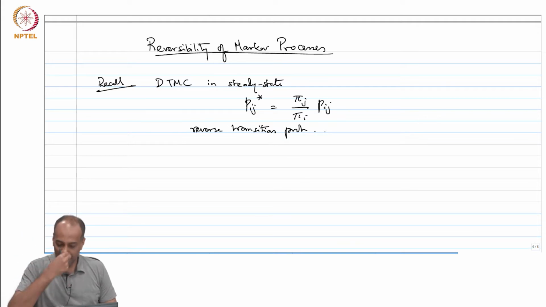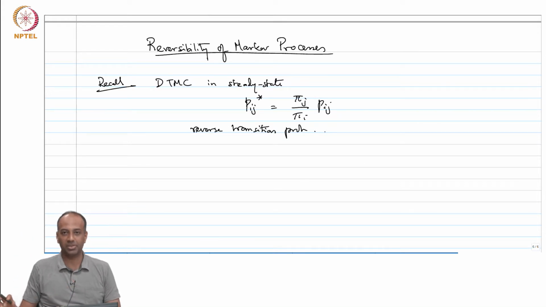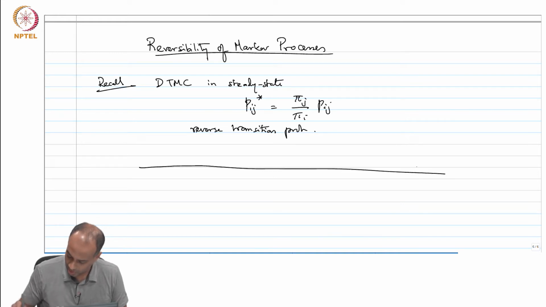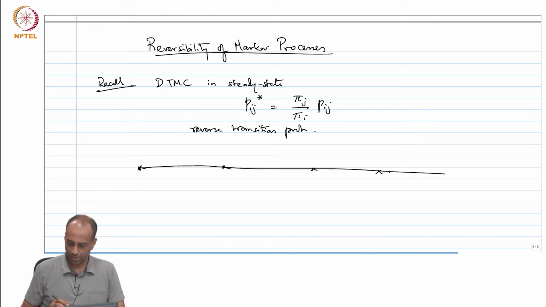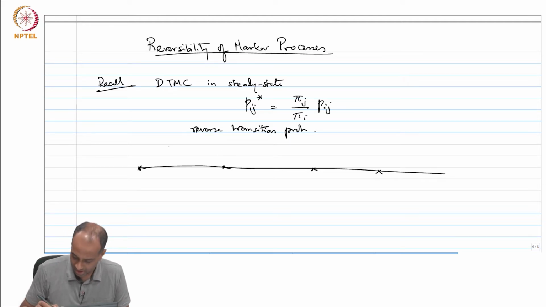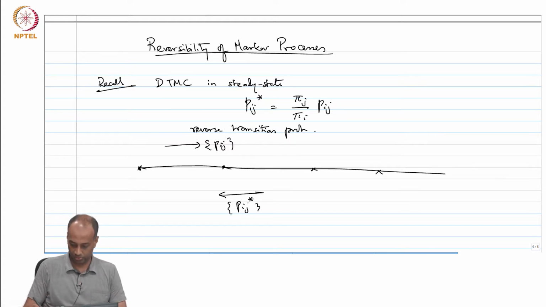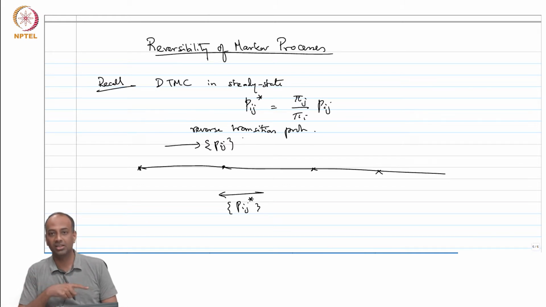But in the CTMC world, you also have these holding times. Just to show you a picture, let us not put 0, because we are assuming that we are in steady state. Here are all the state transitions. There are transitions in forward time, governed by p_ij's. In reverse time, these transitions are governed by p_ij star, the transition probabilities between the states at the transition instances.